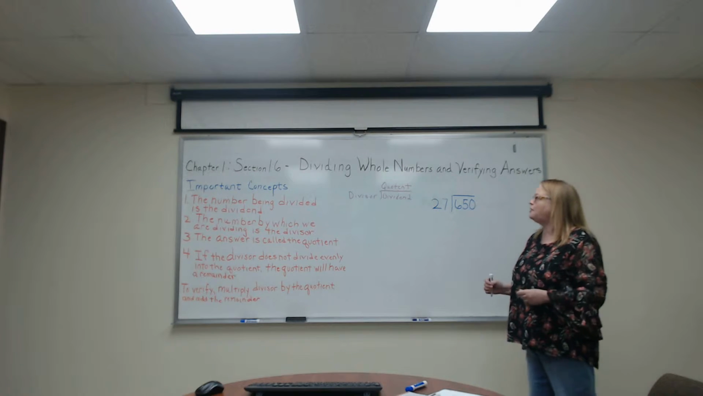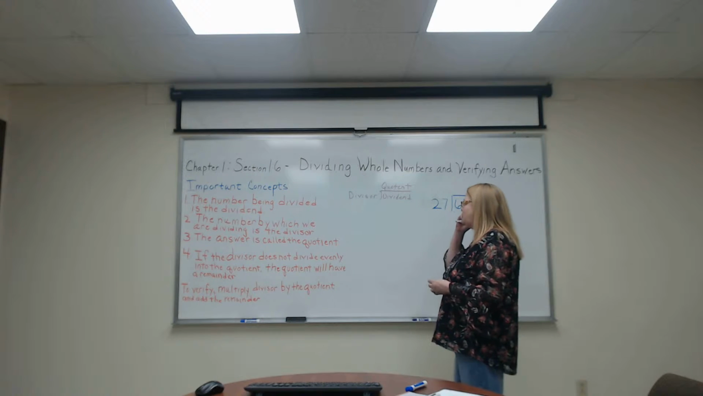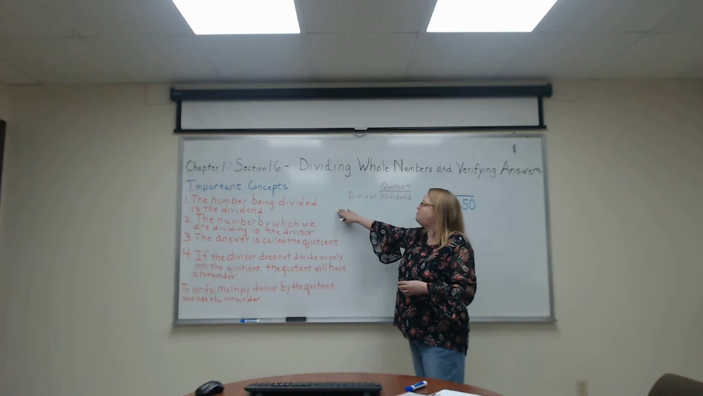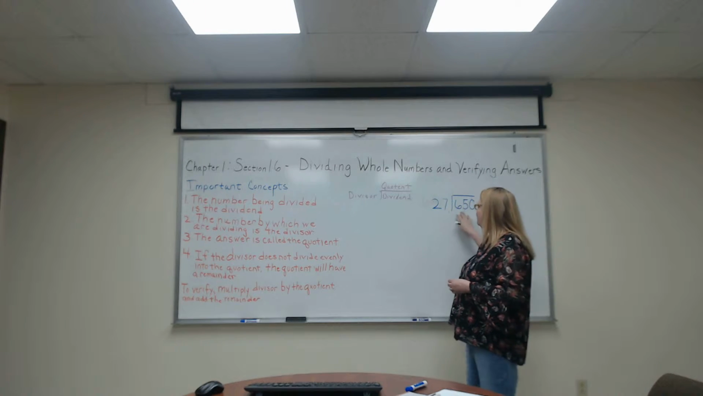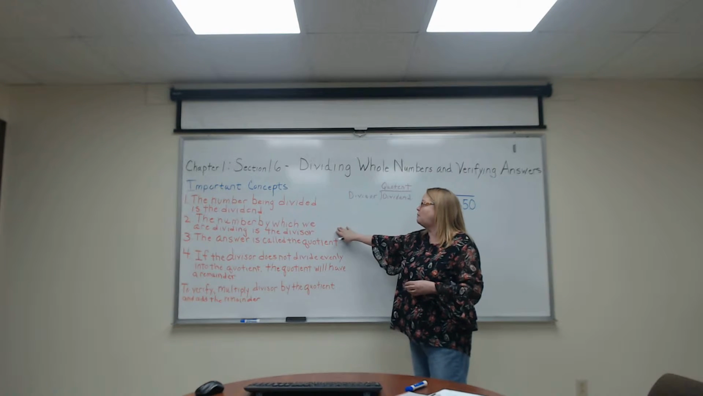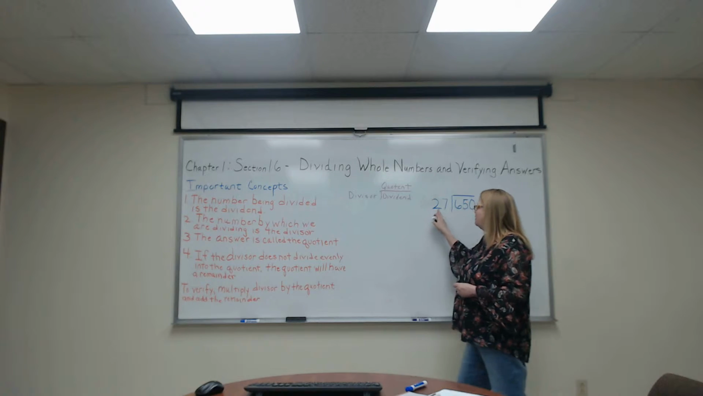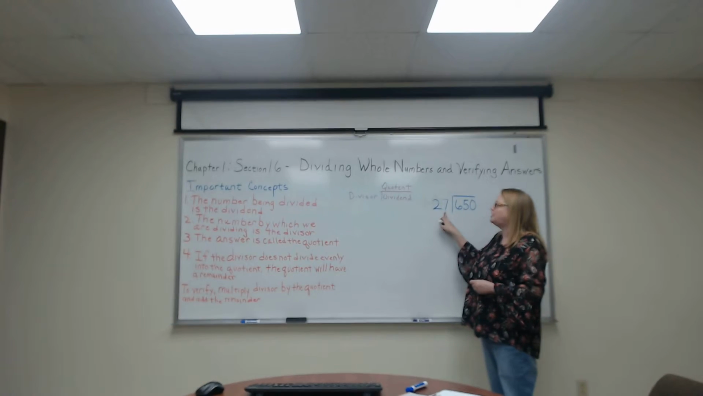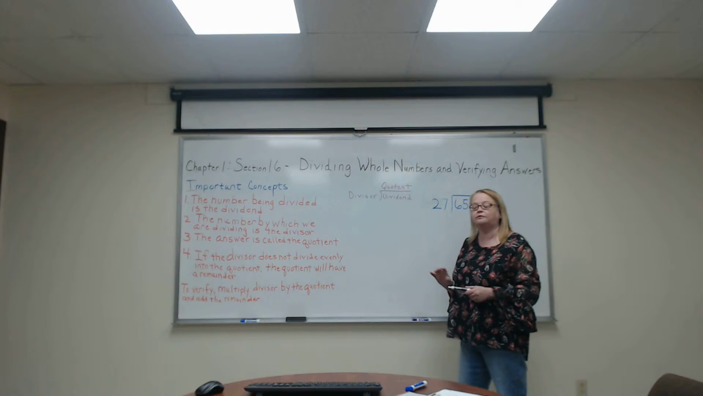Some important things to remember are the terms that are used, particularly with division. The number that we're going to be dividing is referred to as the dividend. It's what goes inside the division sign. The number by which we are dividing is what we refer to as the divisor. It sits on the outside, and our answer is what we refer to as the quotient.